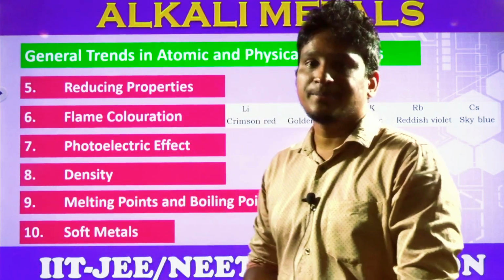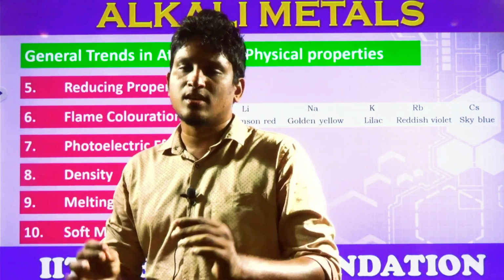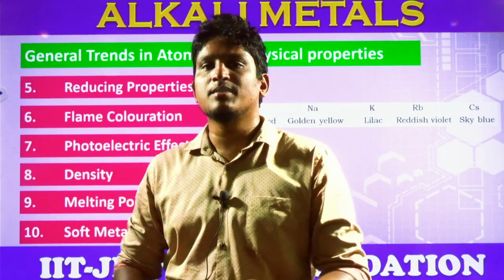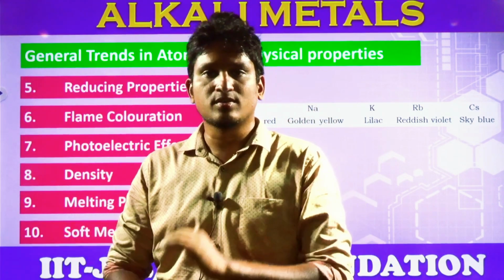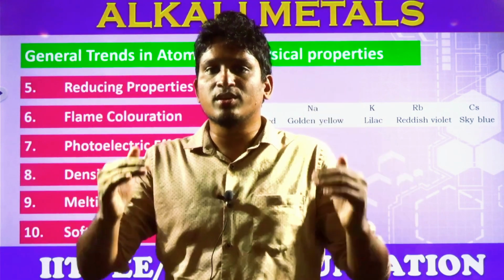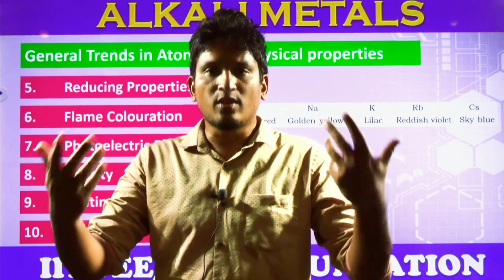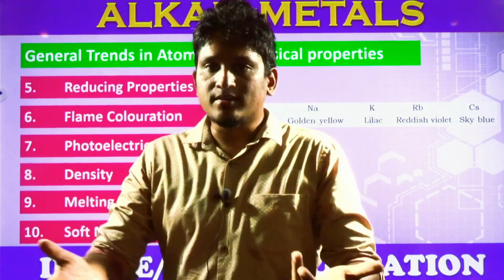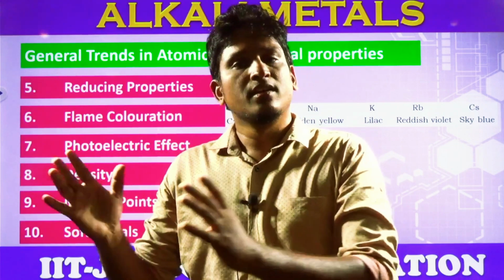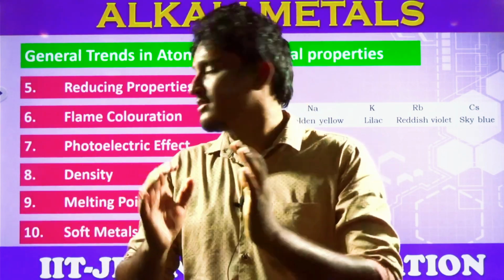Next, density. All these alkali metals are soft metals, so they have very, very low density, students. What is density? Mass per unit volume is called density. And from top to bottom, the density increases. Why? Because from top to bottom, new shells are added and atomic numbers are increasing, atomic masses are increasing, yes or no? So the density also increases, but comparatively, alkali metals have low density, students.